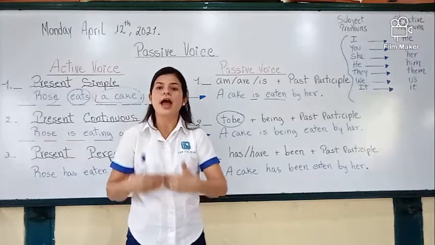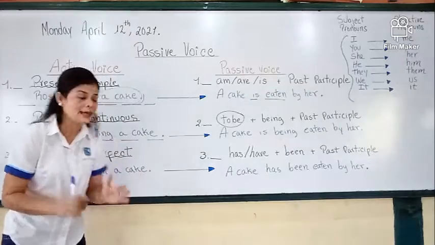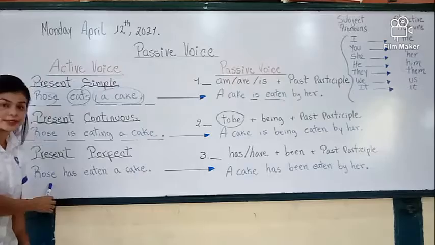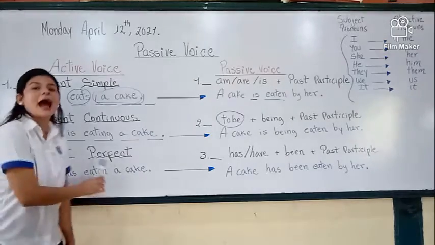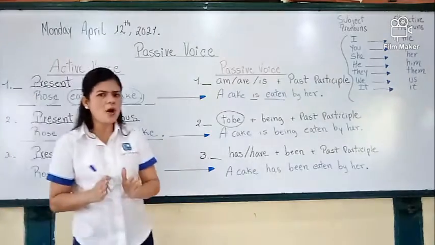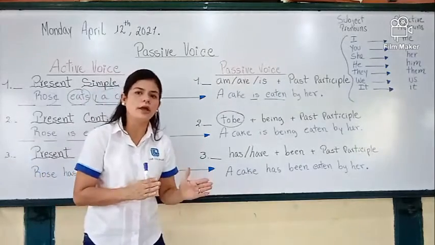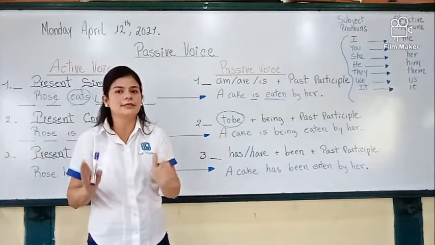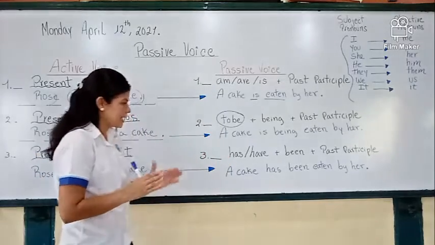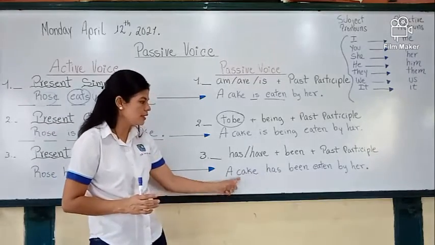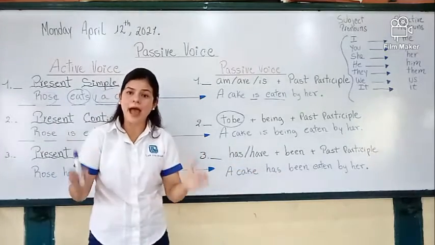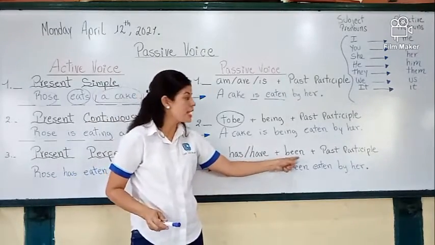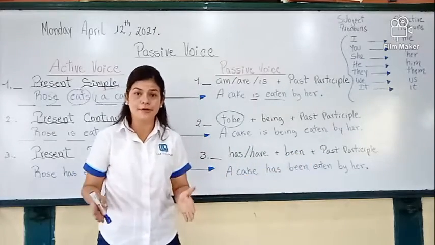Let's continue with another example, but in this case, it's in present perfect. As you can see here, this sentence is in present perfect. Rose has eaten a cake. Well, how are you going to change it into passive voice? Remember, we change the focus of the sentences, and the most important part is the object. If the object is singular, we're going to use has. If it is plural, have. So this is the grammar structure. Has, have, plus been, plus past participle of the main verb.